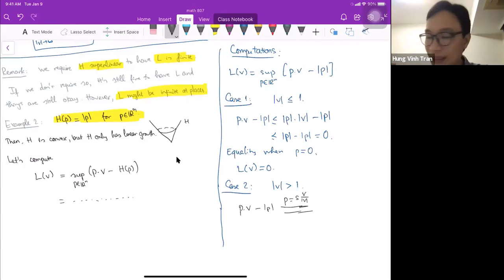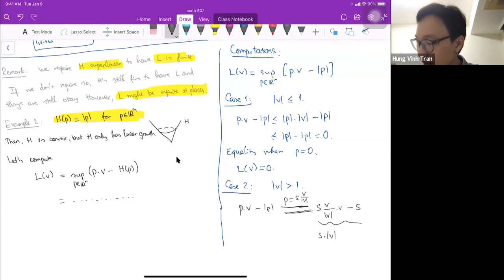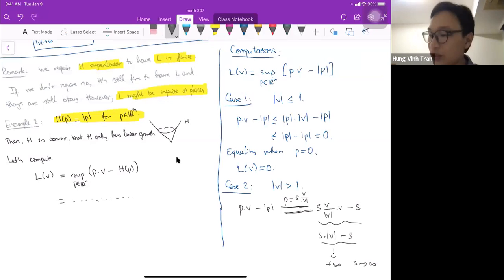If you choose P to be like that, with the same ideas that we just did, then the first term becomes s v over the length of v dot v, minus the length of P, which is s. So what you have is s times the length of v minus s, and this goes to infinity as s goes to infinity, right? So at the end of the day, L of v is 0 if the length of v is less than or equal to 1, and plus infinity if the length of v is greater than 1.